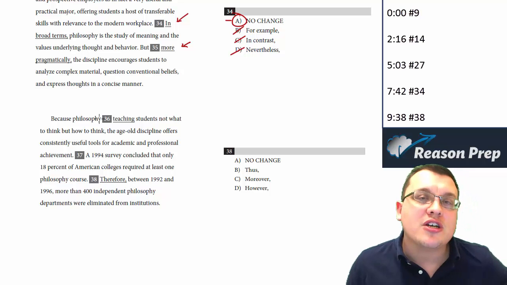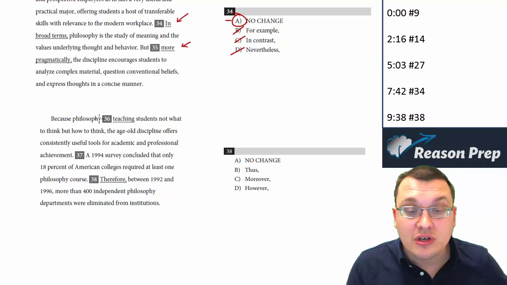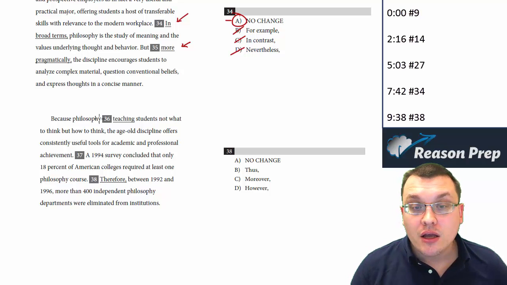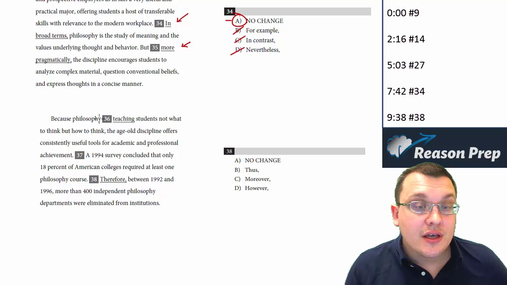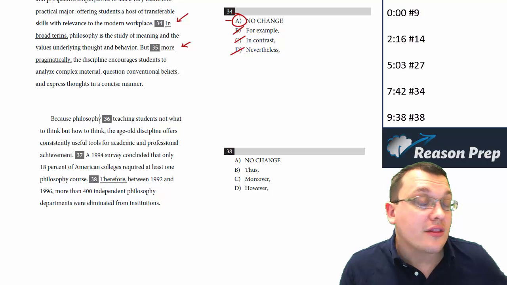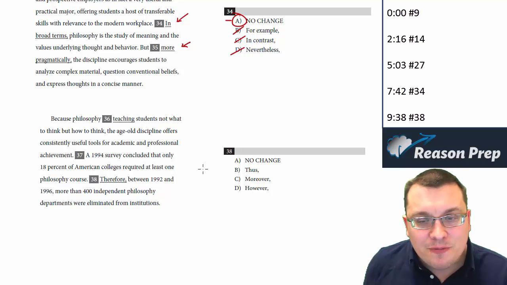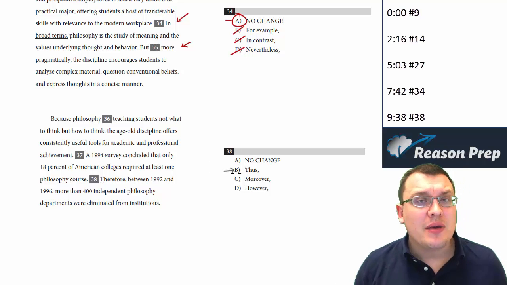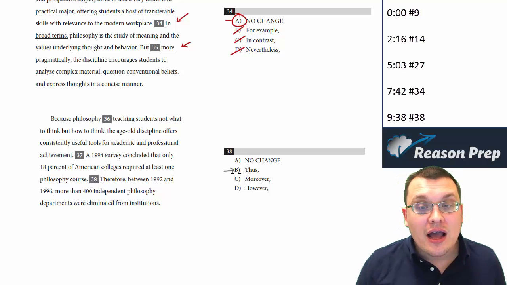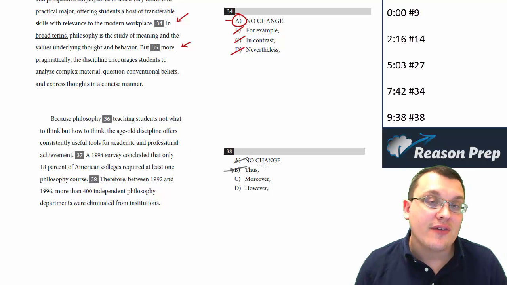So this is a perfect question where seeing that two choices are basically the same helps us eliminate two choices. Because at first, therefore might seem pretty good. It seems like, all right, because these colleges are not requiring philosophy courses, therefore they're going to be cutting their philosophy departments because they don't need them. And that seems at least somewhat plausible, except for the fact that thus, choice B, basically means the same thing. Thus and therefore are equivalent. So if A is right, how could B be wrong? Because B and A are basically the same. This helps us ultimately get rid of A and B.